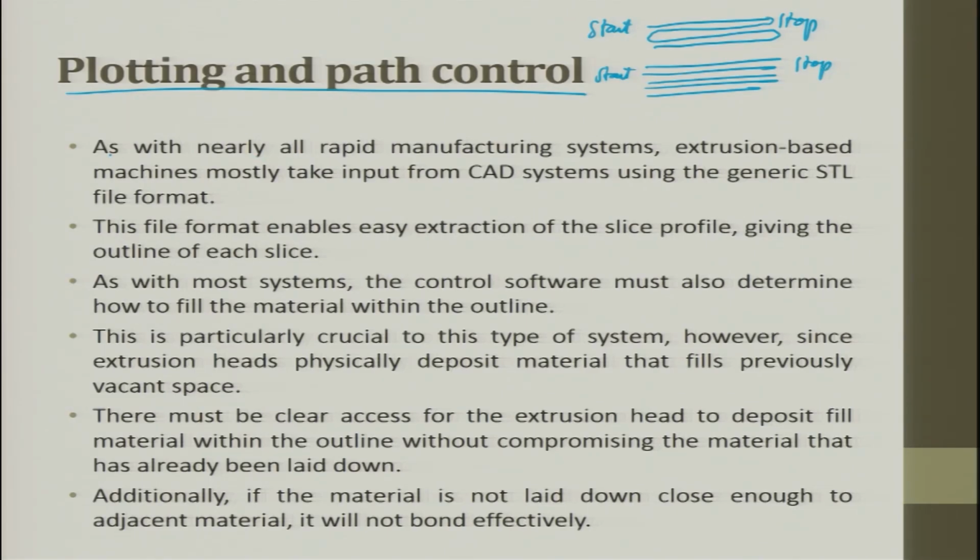As with nearly all rapid manufacturing systems, extrusion based machines mostly take input from the CAD system using the generic STL file format. The file format enables easy extraction of the slice profile, giving the outline of each slice, layer by layer. As with most systems, the control software must also determine how to fill the material within the outline. This is particularly crucial to this type of system.